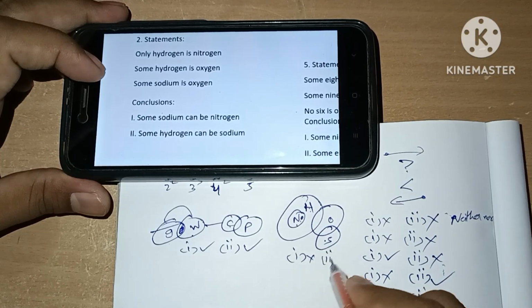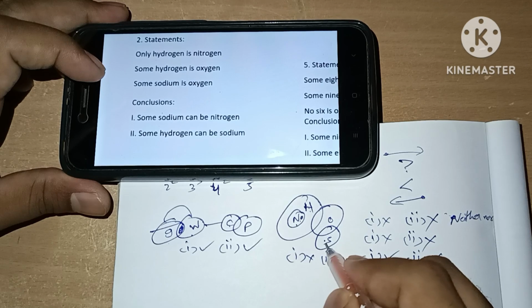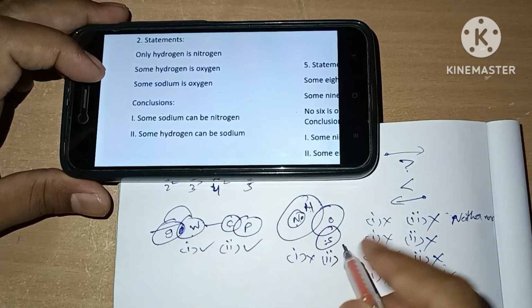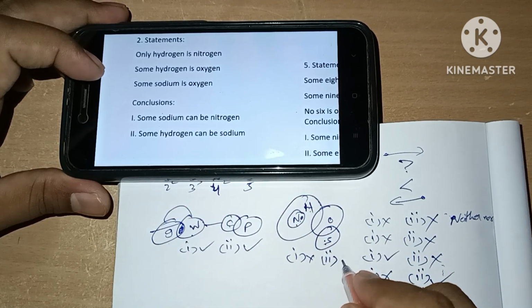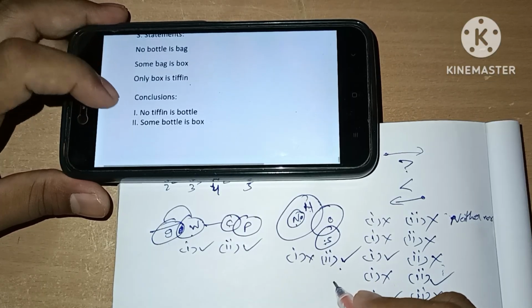Second conclusion. Some hydrogen can be sodium. Some part of hydrogen can share with the sodium and it is a possibility. So we can share some part with the sodium. So second conclusion will be true. Next, third question.